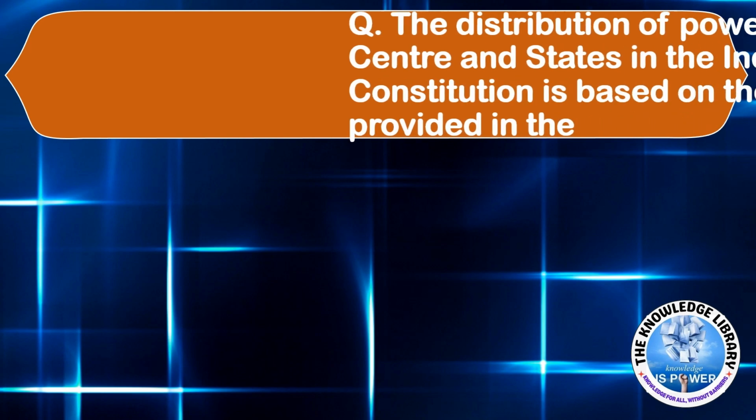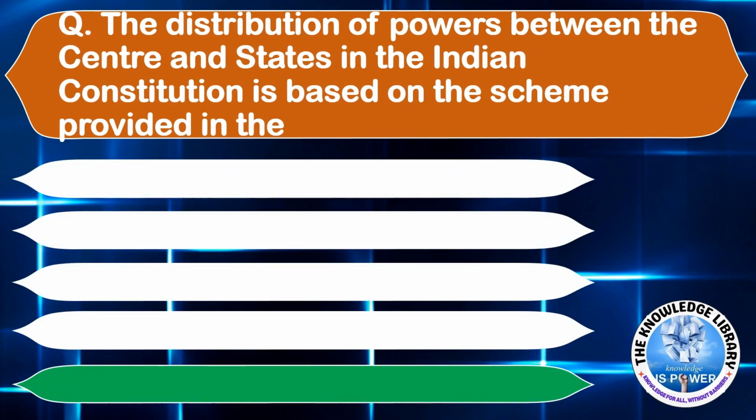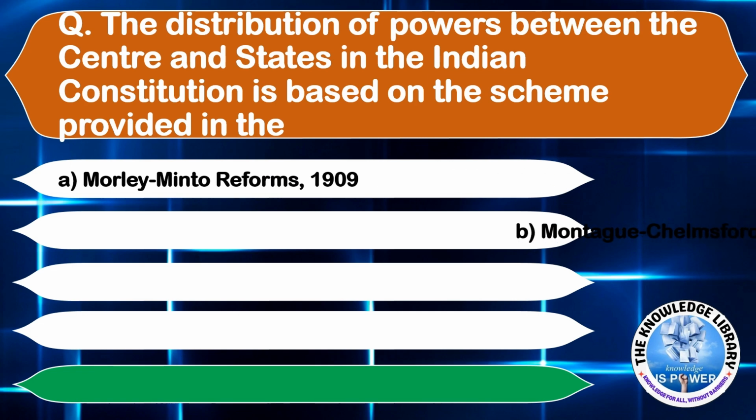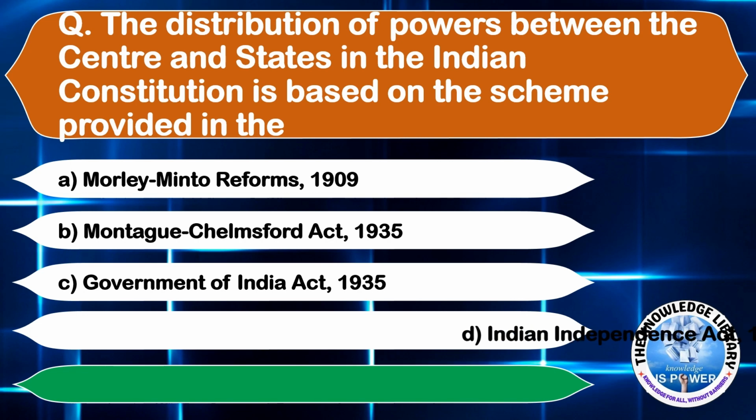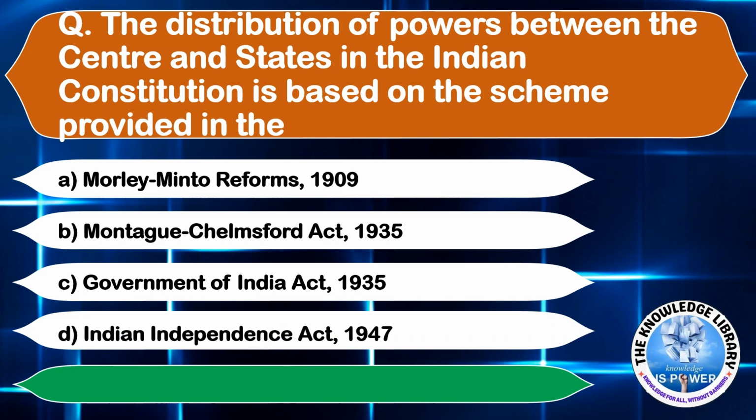The distribution of powers between the center and state in the Indian Constitution is based on the scheme provided in the option A, Parliamentary reforms 1909, option B, Montagu-Chelmsford reform 1935, option C, Government of India Act 1935, and option D, Indian Independence Act 1947. The correct answer is option C, Government of India Act 1935.